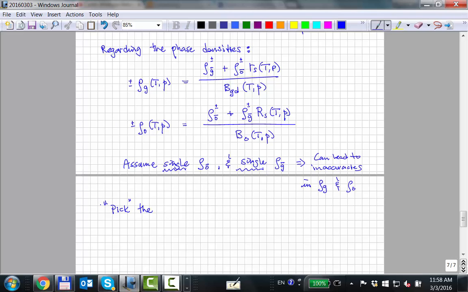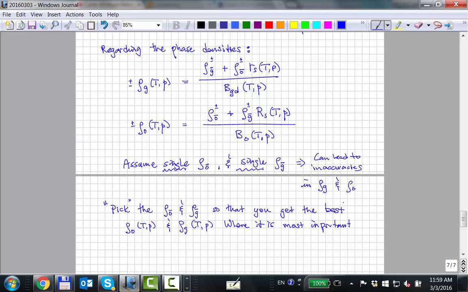So I'm just going to tell you that my recommendation is that you pick the surface oil and surface gas numbers, these two numbers, so that you get the best oil and gas densities where it is most important. There's probably a range of pressure and temperature where getting the density of gas and oil is more important than in the other ranges of pressure and temperature, okay?